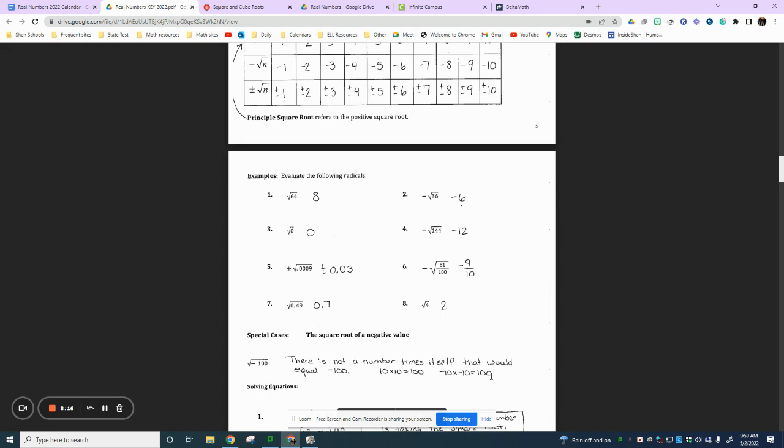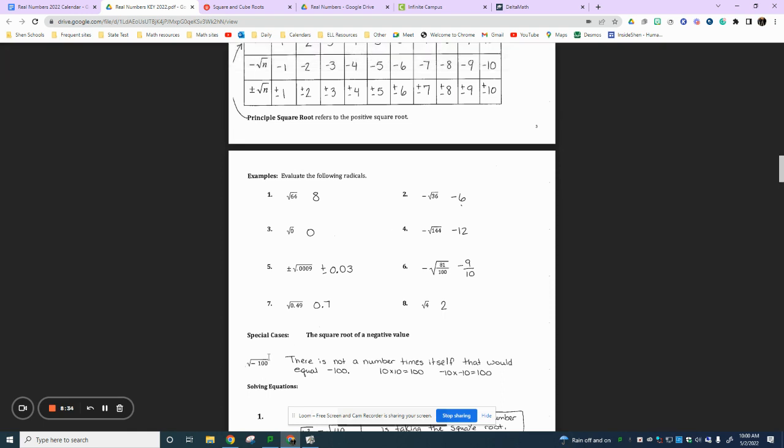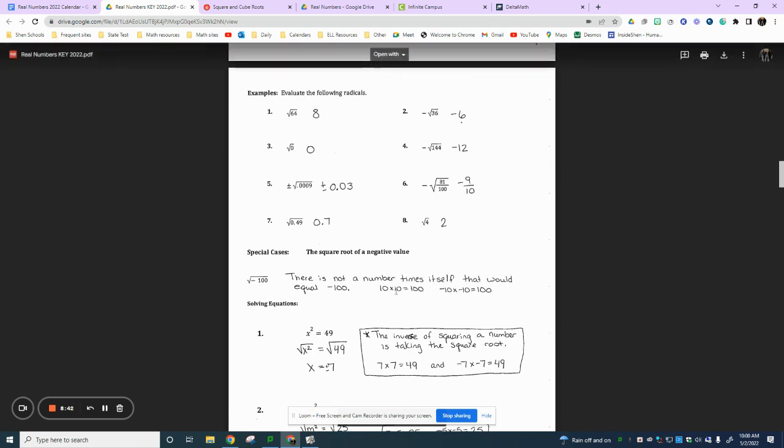So in 9th grade, you'll learn that there is a way to deal with taking the square root of a negative number when you get into more complex number systems. And there's something called imaginary numbers that would take care of that. But for 8th grade, we're going to say that we cannot find the value of a negative square root. Now we have solving equations.